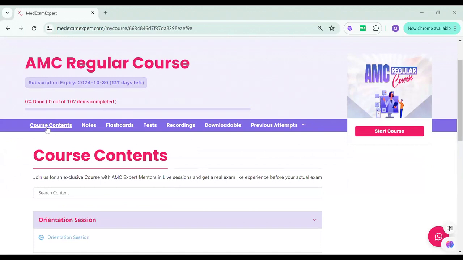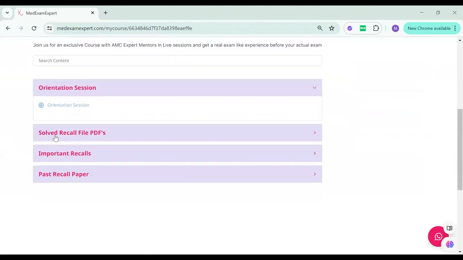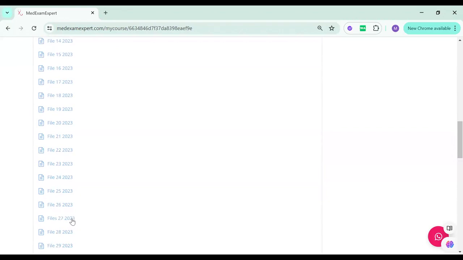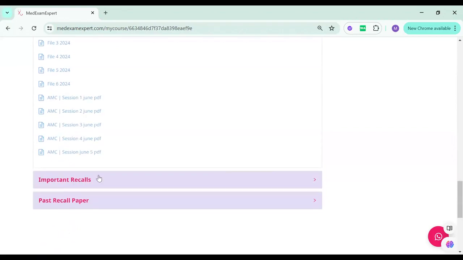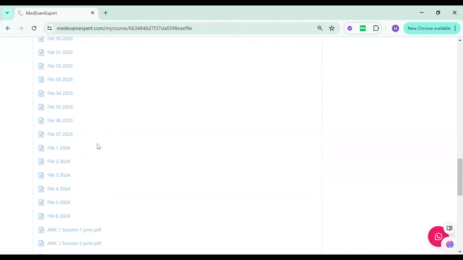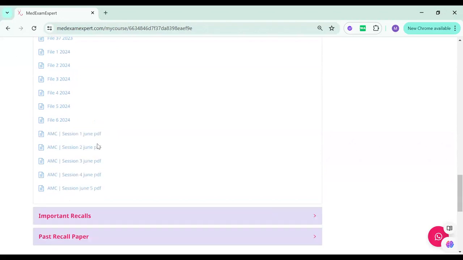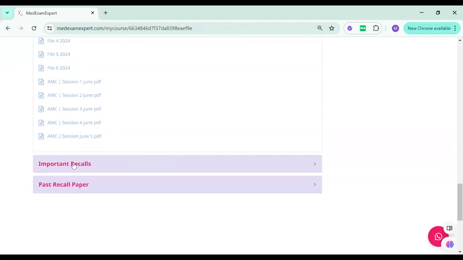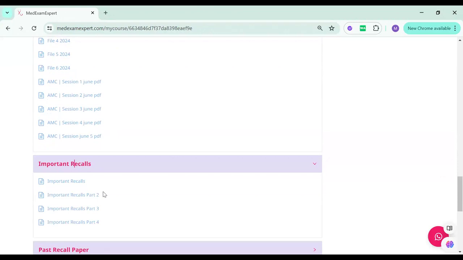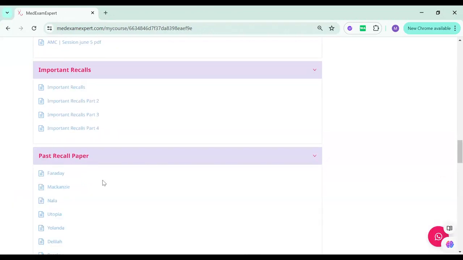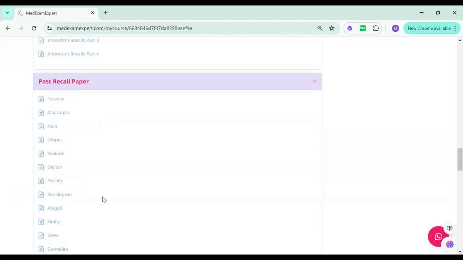The first option is the course content. In the course content, we are giving you the short recall files in PDF form. From 2023 till 2024, you will get all the files. You can read those files, know how AMC gives you questions, see the exam structure, how the questions are given, how they give you options, and how you have to select the correct option. And then we have some important recalls and the past recall papers.